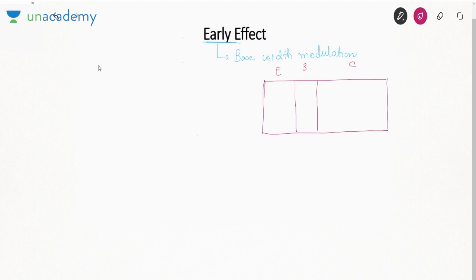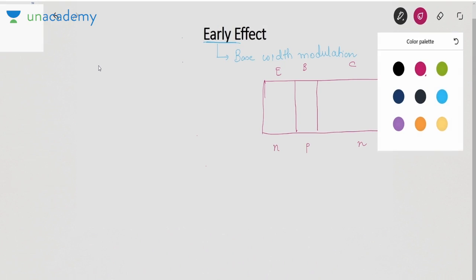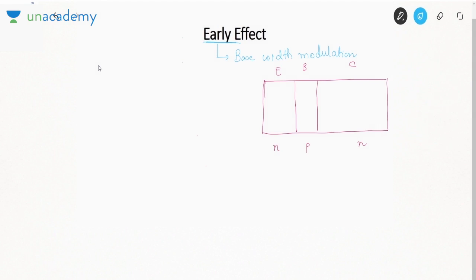Now, since collector base junction is reverse biased, I am assuming it is NPN. So, due to reverse biasing, there will be a depletion layer. In P region, there will be negative charge ions because they are acceptor impurity, they have accepted an electron. In collector, due to donor, there will be positive ions. Since collector region is lightly doped, depletion layer will be more in collector and less in base. Okay, this is your depletion width.